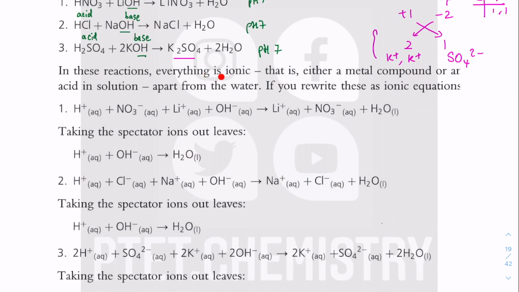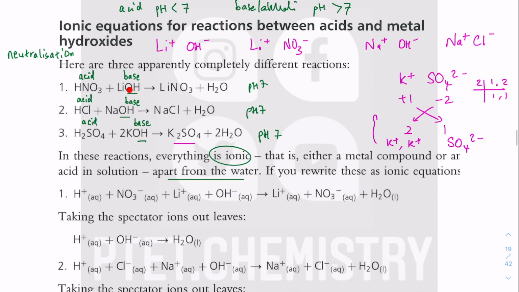So in these reactions, everything is ionic, either a metal compound or acid in solution. Only the water is not ionic. Okay, so the rest of them, you can see there are ionic compounds, as I've shown you, Na+ OH-, Li+ OH-. Metal hydroxide consists of cations and anions, so it has a giant ionic structure.